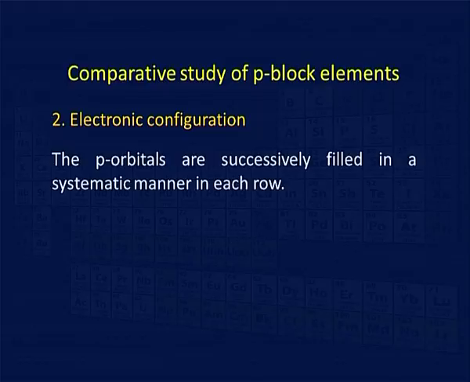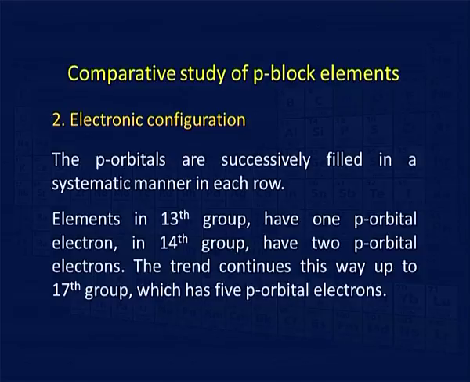The electronic configuration: since it is the p block element, the orbitals of the p block are getting successively filled in a systematic manner in each row. The elements in the 13th group have one p orbital electron, in the 14th group have 2 p orbital electrons. The trend continues similarly up to the 17th group, which have 5 p orbital electrons. 5 p electrons means these are the most reactive halogen elements which have a strong tendency to gain 1 electron. That is why their reactivity is very high, and these are highly electronegative elements.